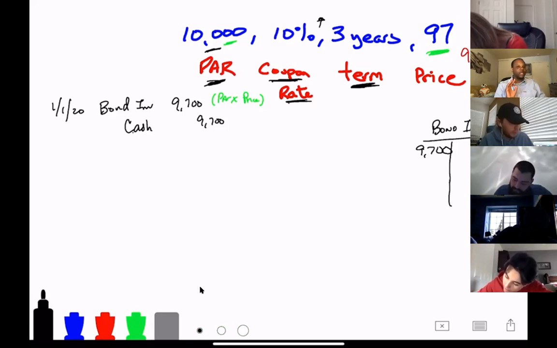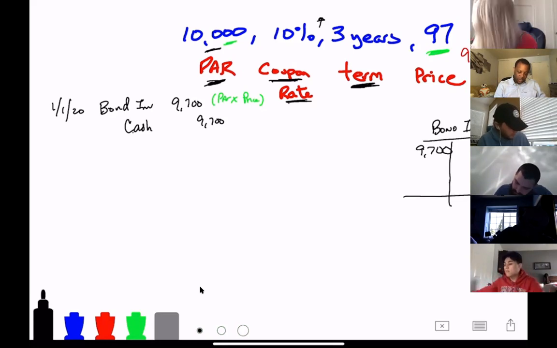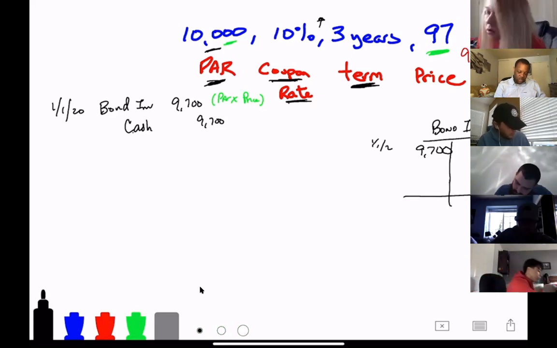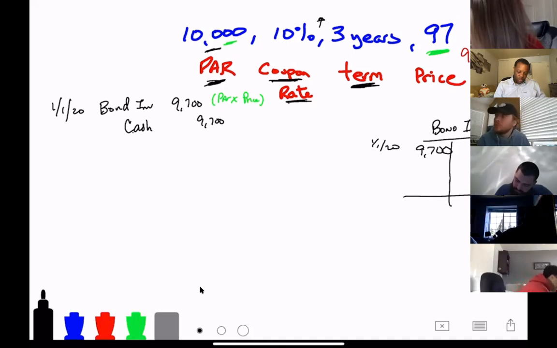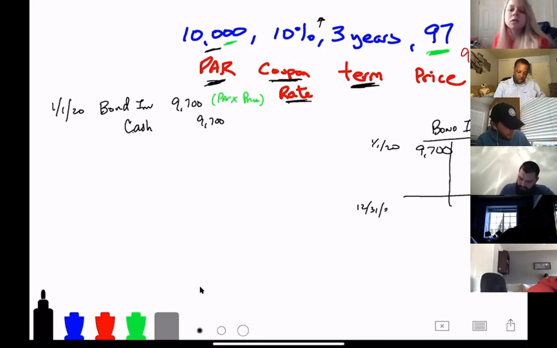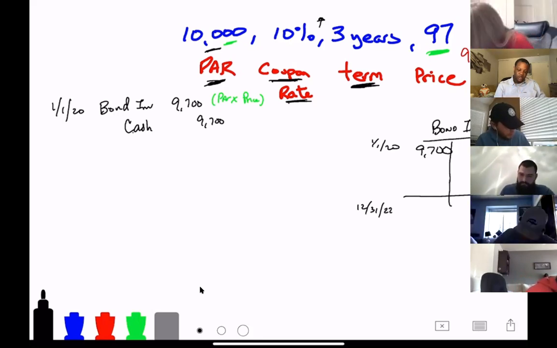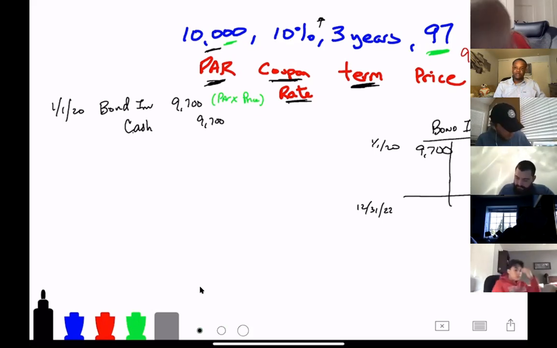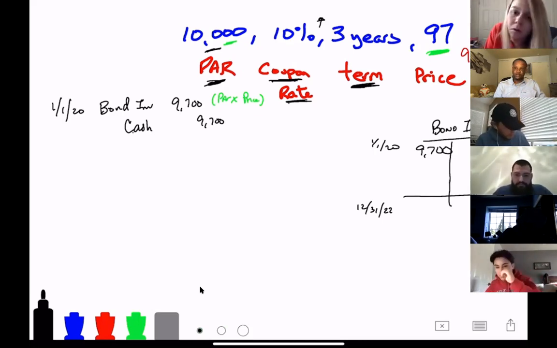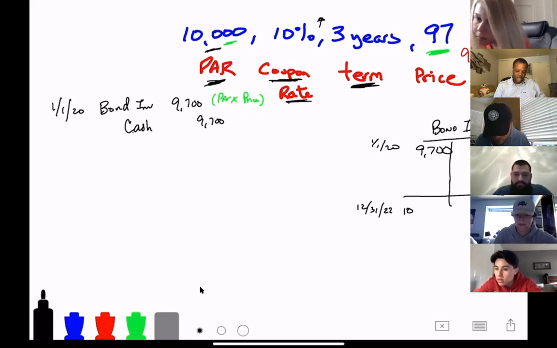So here's where the plot thickens, all right? So in 3 years, this is 1/1/20, in 3 years, 12/31/22, how much are we going to get for this bond? How much are they promising to pay us 3 years from now? 10,000.